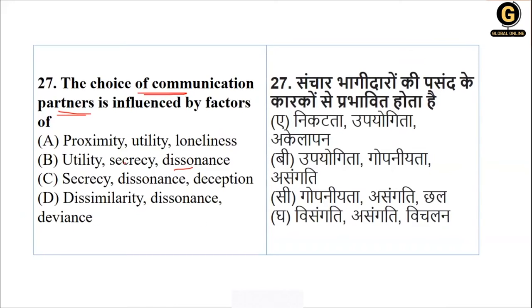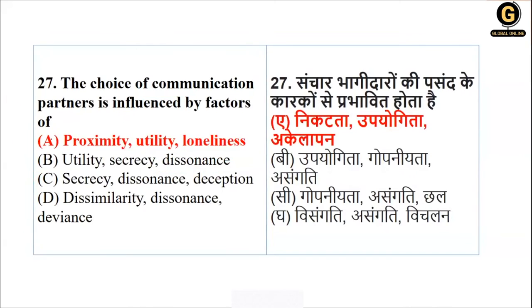If you don't know these words, see, you should know your terms very well. Dissonance means disagreement. If there is always disagreement with your communication partner, definitely things are not going to work out. So if you see, all the other options go wrong. Your correct option is proximity, utility and loneliness. So option number A is your right answer.